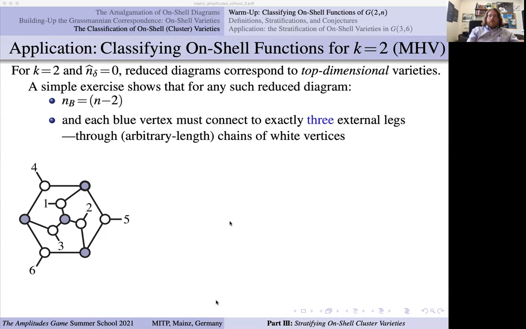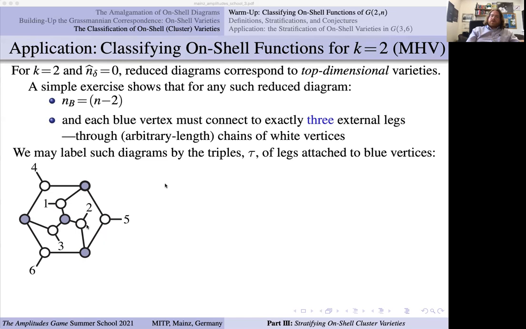And that means that we can label a diagram. Now, this isn't really capturing the geometry yet, but we can slightly redundantly talk about this diagram in a combinatorial sort of way by, instead of drawing the picture, just listing the triples of legs attached to every blue vertex. And so here we would say it's like 1, 2, 3 for that vertex, 2, 5, and 6 for that vertex, 3, 4, and 6 for that vertex, 4, 5, and 1.